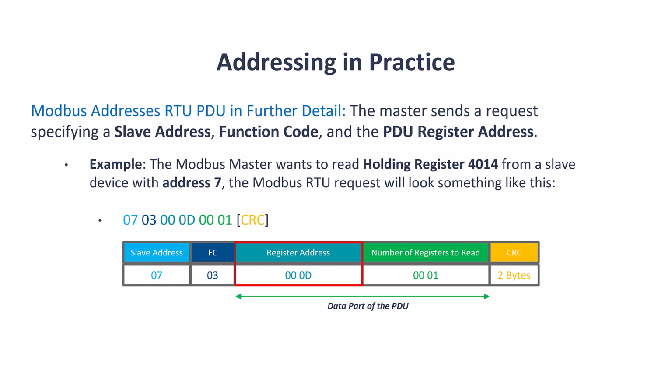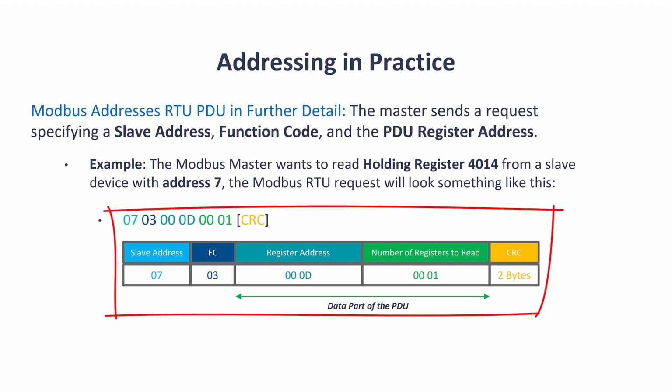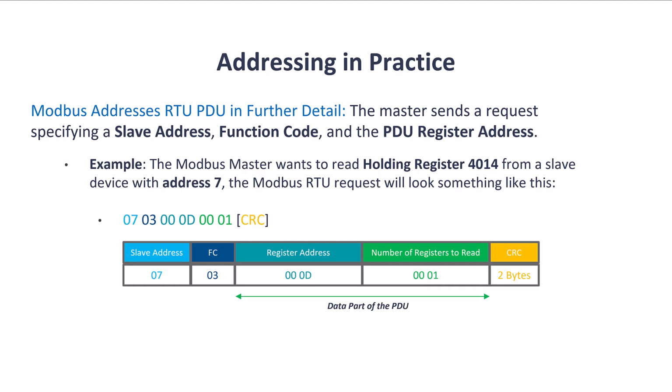D is the register address. This is the PDU address, calculated from the logical address 4014 by subtracting the 4001 offset, giving us 13, or D in hex. 1 is the number of registers. The request is to read just 1. CRC is the cyclic redundancy check, 2 bytes for error detection. This is what actually gets transmitted. Each field ensures the request is understood and handled correctly by the slave. If everything is valid, the slave will respond with the requested data or return an error response if needed.